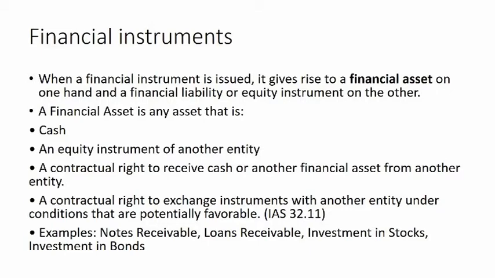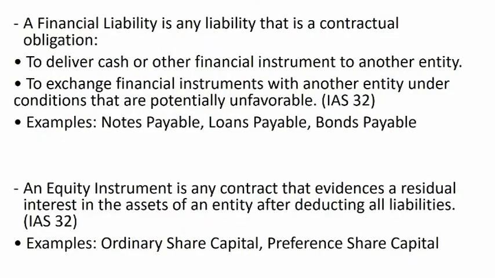First is the note receivable. We have loans receivable, the investment in stocks, and the investment in bonds. A financial liability is any liability that is a contractual obligation to deliver cash or another financial instrument to another entity, or to exchange financial instruments with another entity under conditions that are potentially unfavorable. So the examples are notes payable, loans payable, and bonds payable.